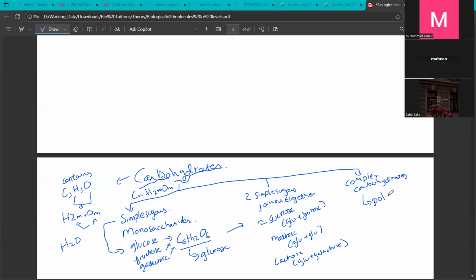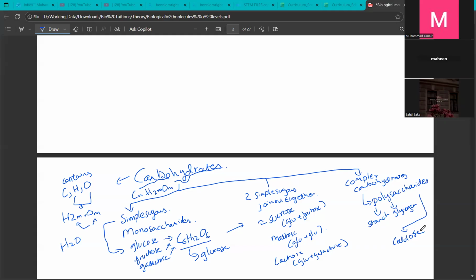polysaccharides, mainly known as starch, glycogen, and cellulose.